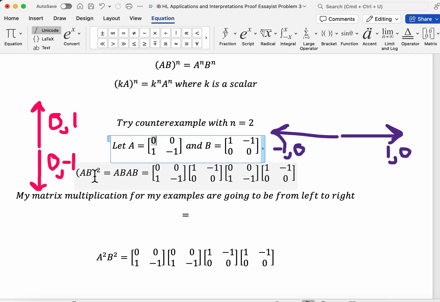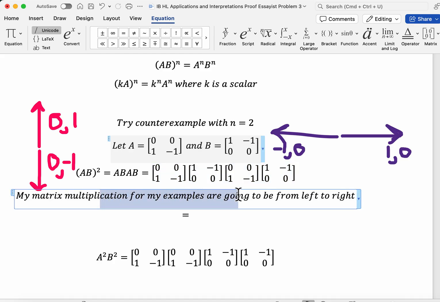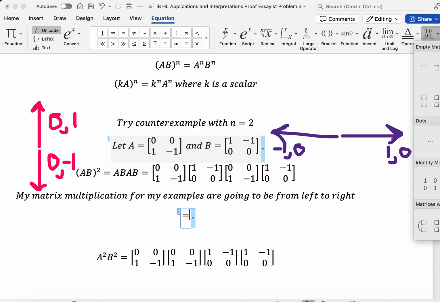So the quantity AB squared equals AB times AB, which equals these things here. And then because I'm boring, I'm going to do my matrix multiplication from left to right, although you could multiply any two matrices which are next to each other, because matrix multiplication is associative. So let us go and gun through the horror of this.